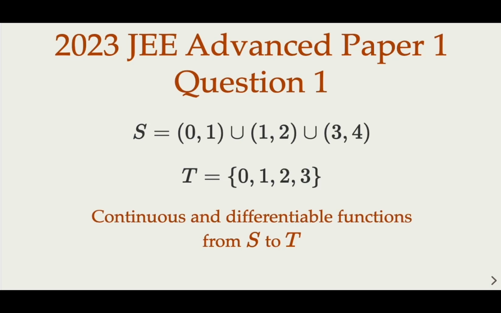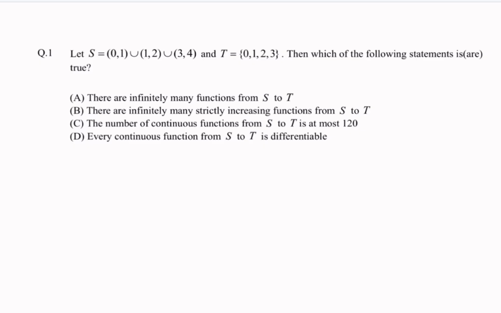We look at a problem from the 2023 JEE Advanced Exam. It's question number 1. It is regarding the continuous or differentiable functions from set S to T, where S and T are defined as follows. It is a well-designed problem. It tests the fundamental concepts about continuous functions and differentiable functions. Here we have S, the union of open intervals, notice that they're open, and T here is a set of discrete values, 4 different values.